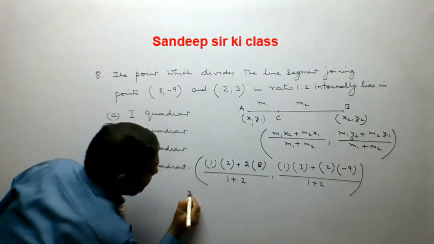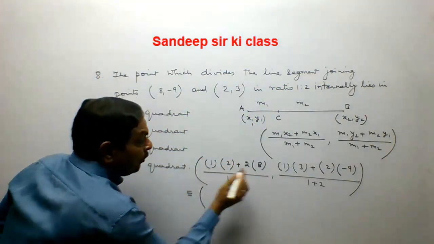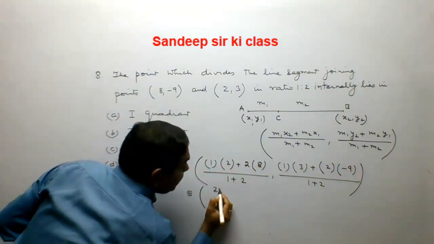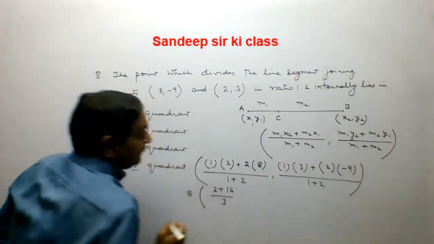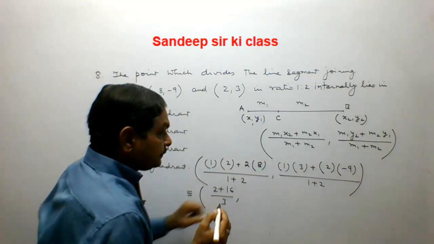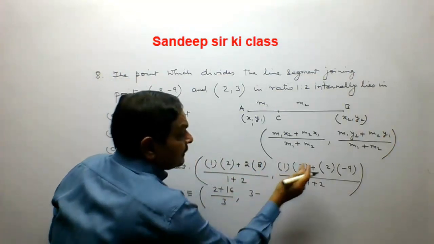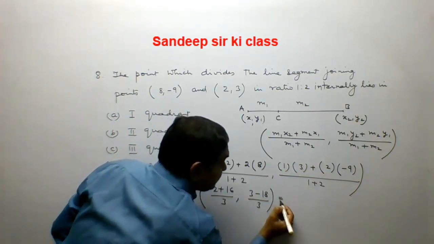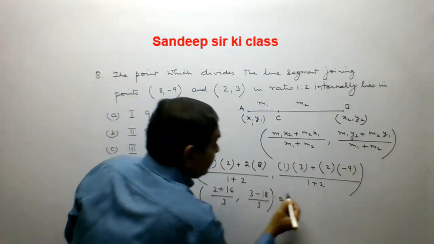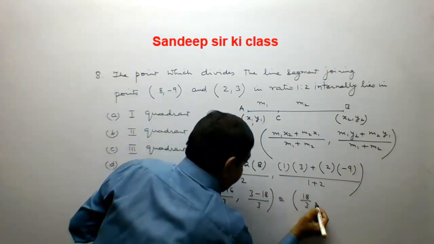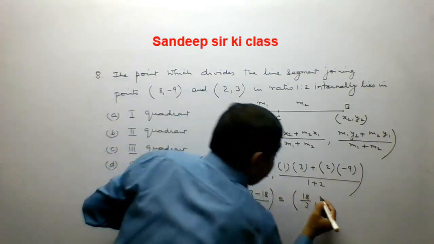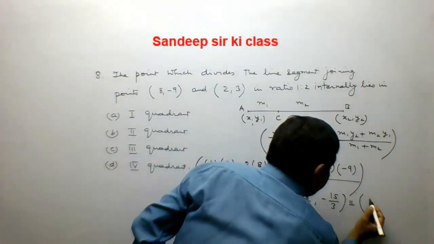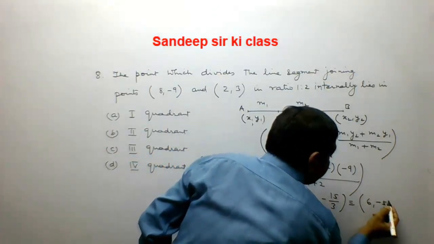Now simplify this. We obtain 2 plus 8 into 2 is 16, 2 plus 16 upon 3, comma, this is 3 minus 9 into 2 is 18 upon 3. Means this value is 18 upon 3 and this is minus 15 upon 3, which means the coordinates are 6, minus 5.